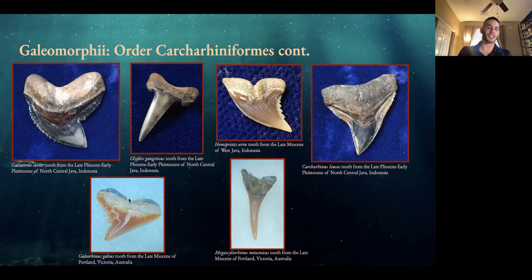We have Galeorhinus galeus over here, which is from the late Miocene of Australia. This is your tope shark, which has these really cool cusplet type serrated edges right here. And lastly, pictured is a Megascyliorhinus miocenicus, which is essentially like a mega-sized scyliorhinid, so a large cat shark-like shark.